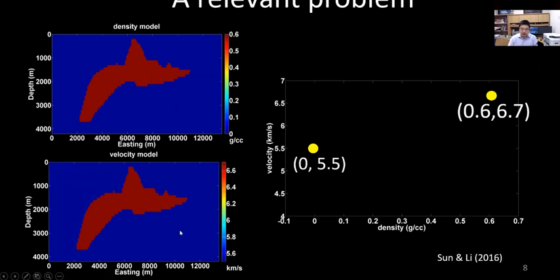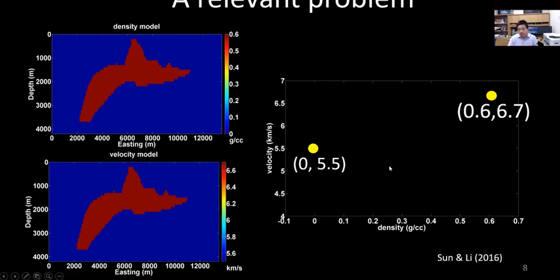And this is the corresponding velocity model. If you compare these two models, the salt bodies are structurally identical, and the densities and velocities are uniformly distributed within the salt body. So this is our true model. And if we plot up the density values against velocity values, this is what you will see here. You will see two dots at these two locations. This dot corresponds to the sedimentary background, and this dot corresponds to the salt body.